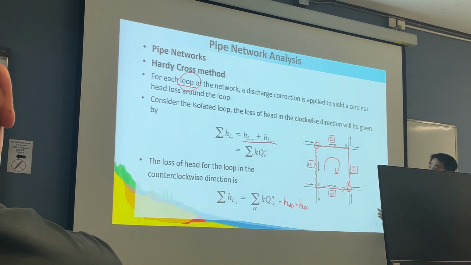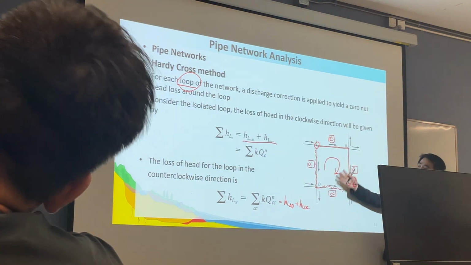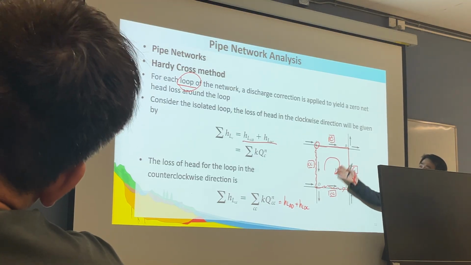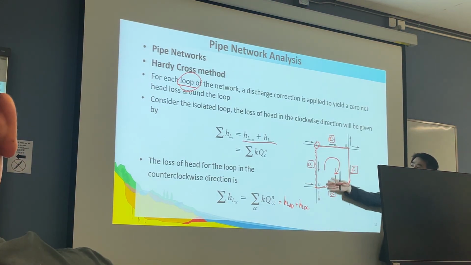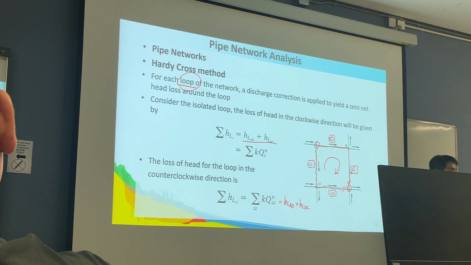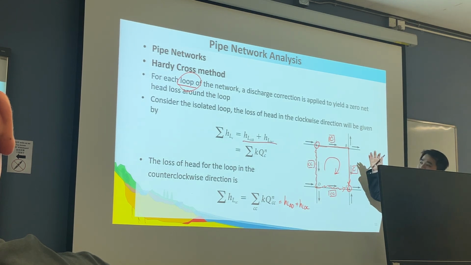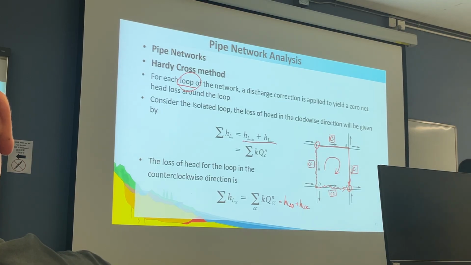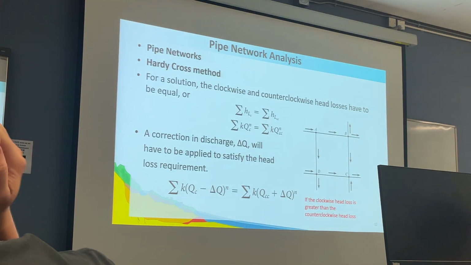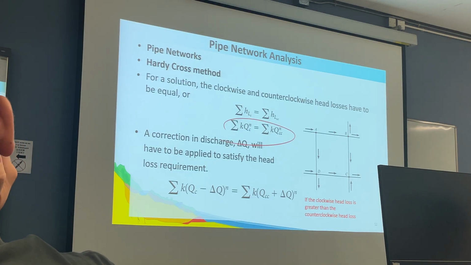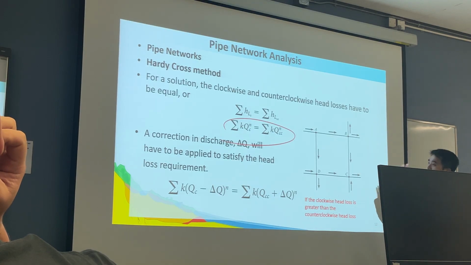So this is the principle we follow for the head loss calculation. No matter how complicated it is, no matter whether there are 5 pipes or 6 pipes, we just simply divide it into clockwise and counterclockwise, two manners of the flow. Here the two head losses are the same. We use the KQ to the power n manner to calculate the head losses in the pipe.